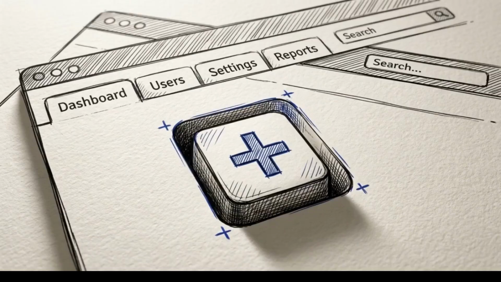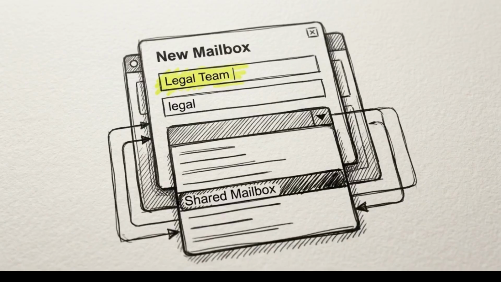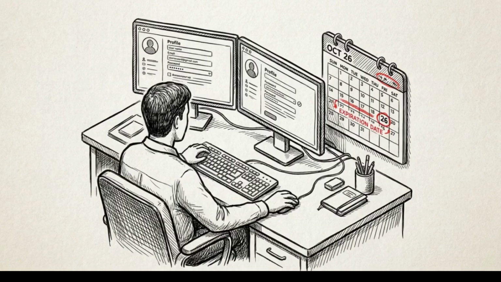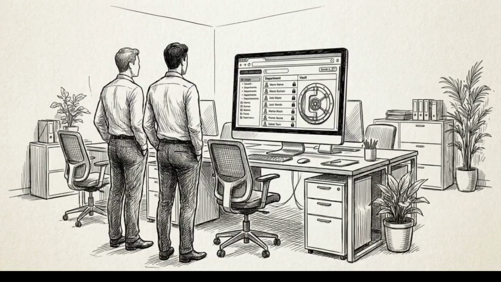Now let's build a resource from scratch. Click Create Mailbox. Type Legal Team for the name, Legal for the alias, and ensure the type is set to Shared Mailbox. Once the row appears, open it up. Add Michael Brown and check Full Access so he can manage the incoming files. Automated expiration handles the cleanup, and accurate provisioning gets users to work faster. This keeps your directory secure without creating friction between IT and the staff.